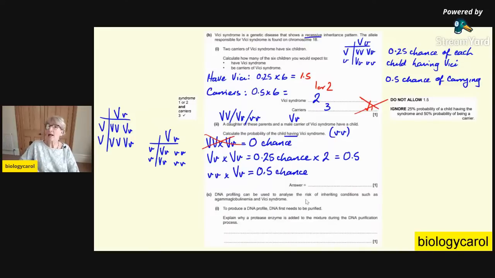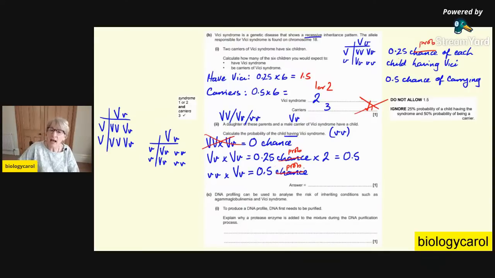Do we add the probabilities? I should have said probability. I just realised here I should have said probability. Chance is not a good word to have used. Sorry, that is bad use of terminology on my part. There is a 0.5 probability.